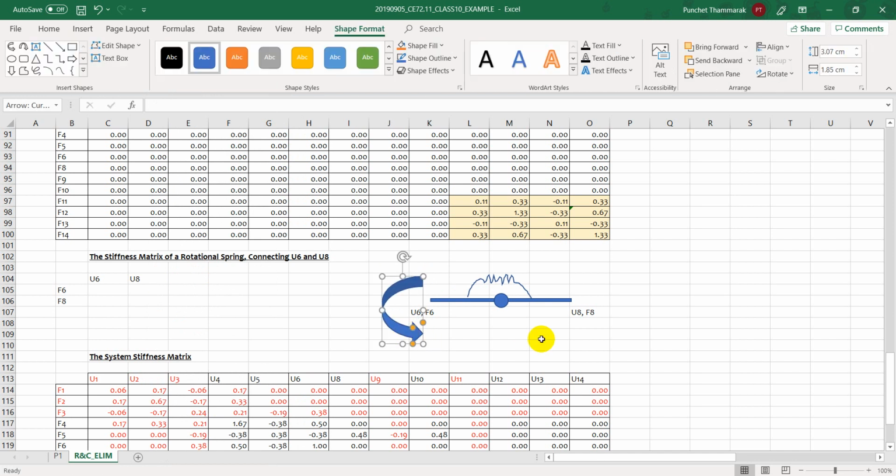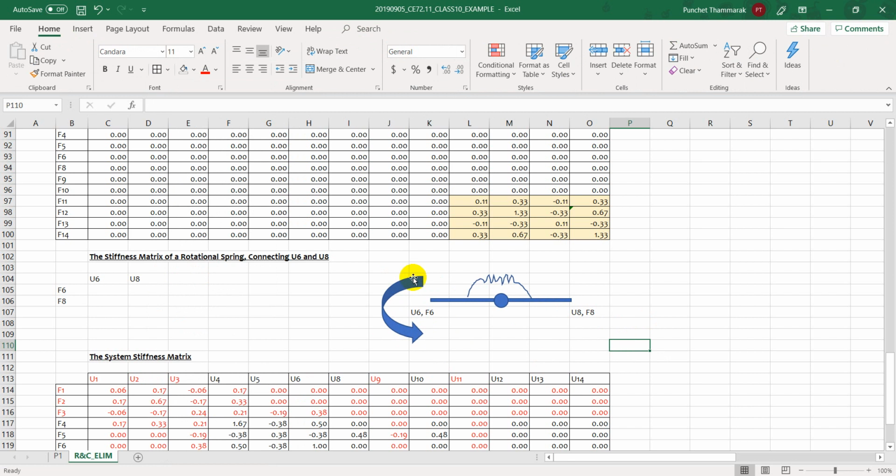We apply positive rotation U6 here. That means you are going to need the force F6 equals U6 multiplied by the K rotation. Okay, I will put one there first, and the thing will be scaled by the KR, right?